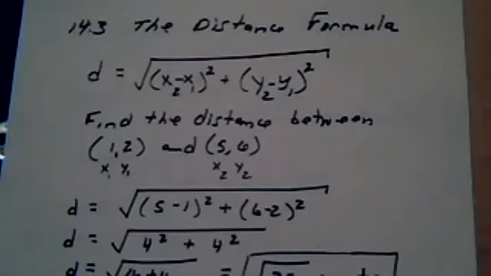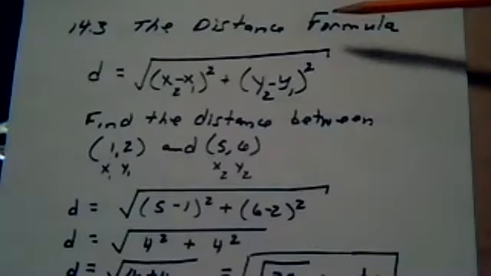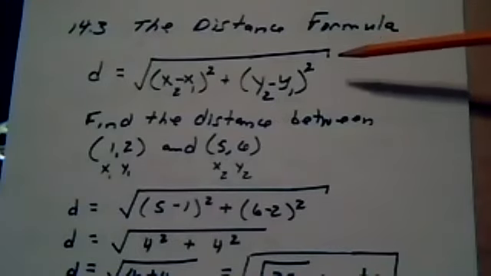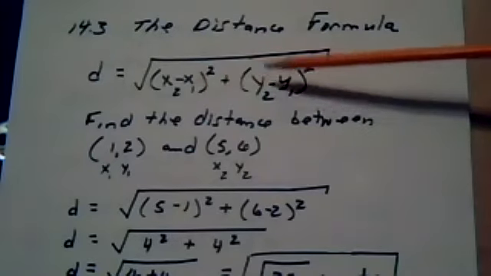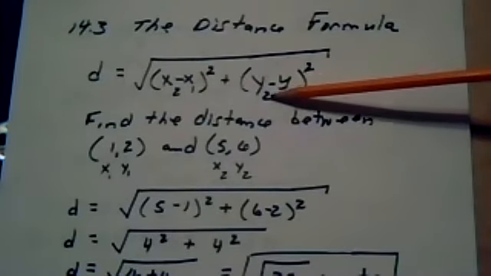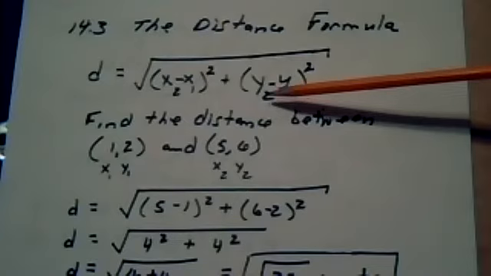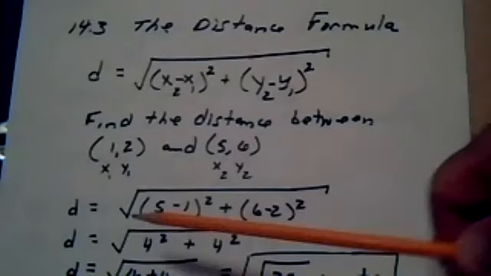This is a distance formula which can be derived from the Pythagorean theorem. And these little ones and twos that you see here, they're subscripts. Subscripts are just used for labeling. They're not involved in the computation. This is the way we use them.